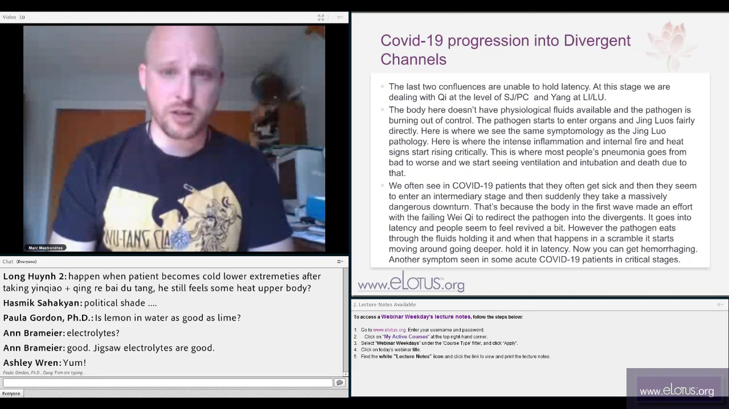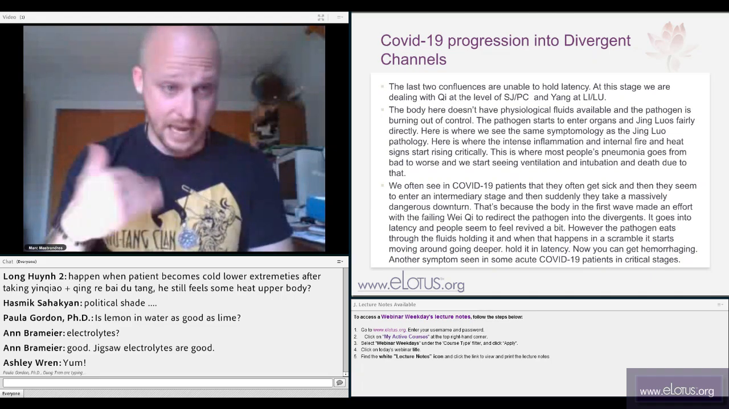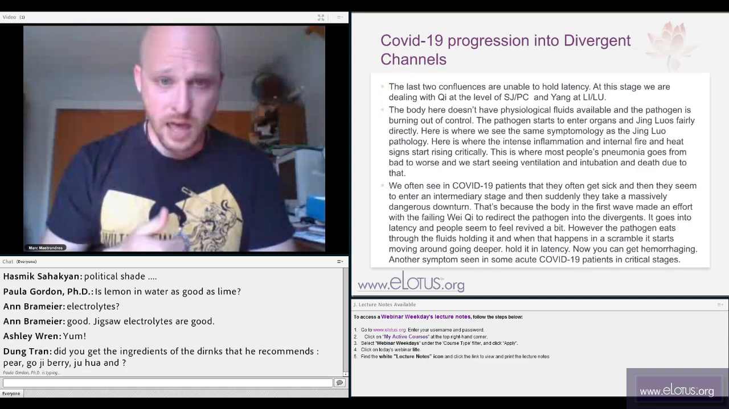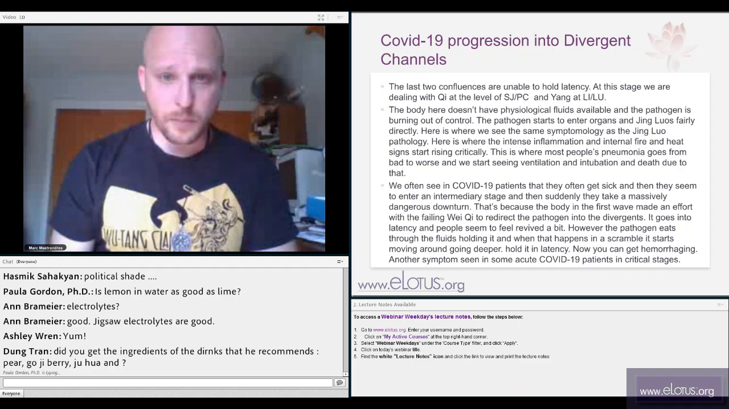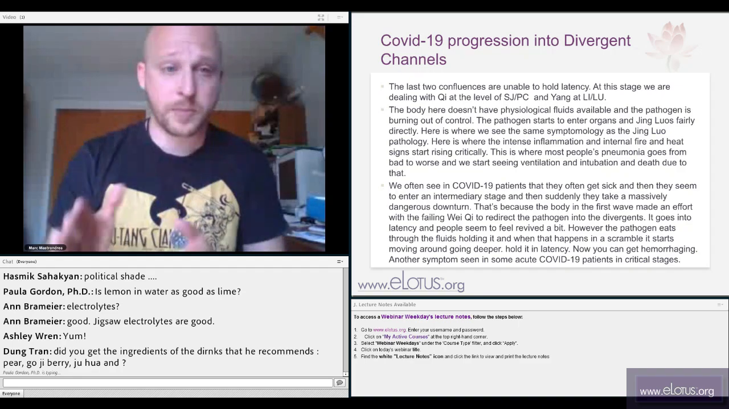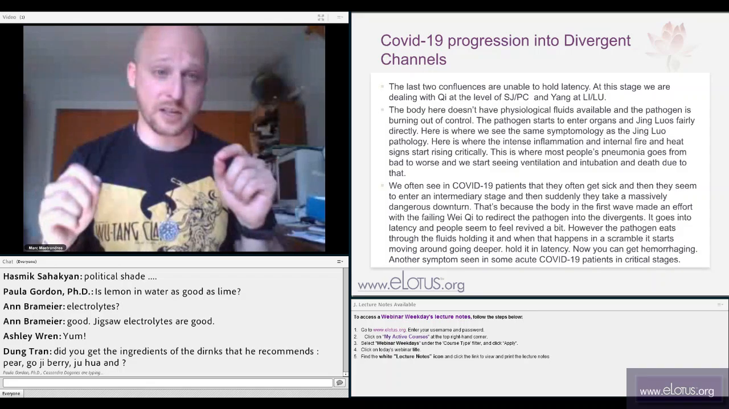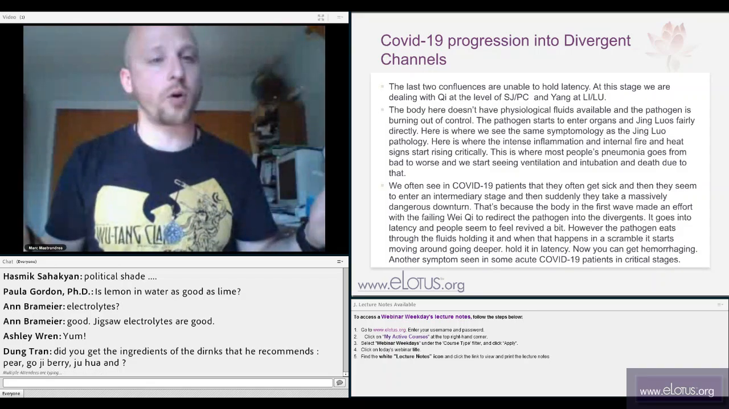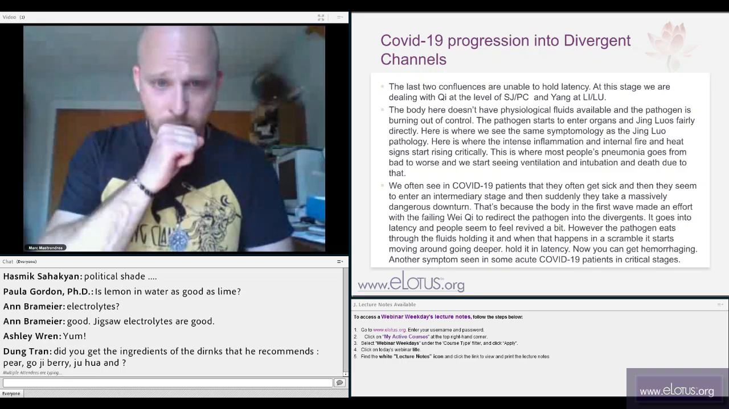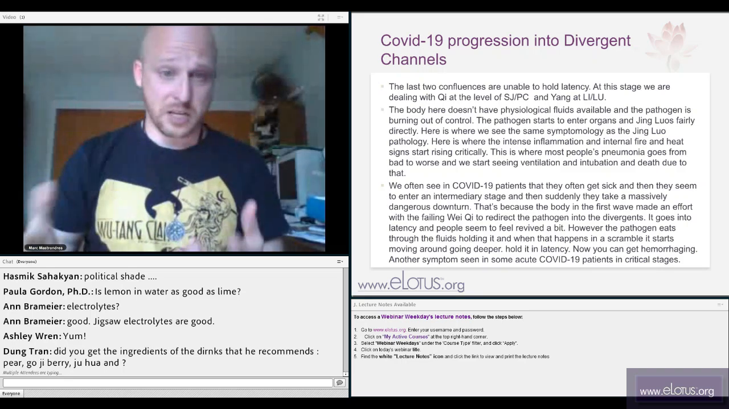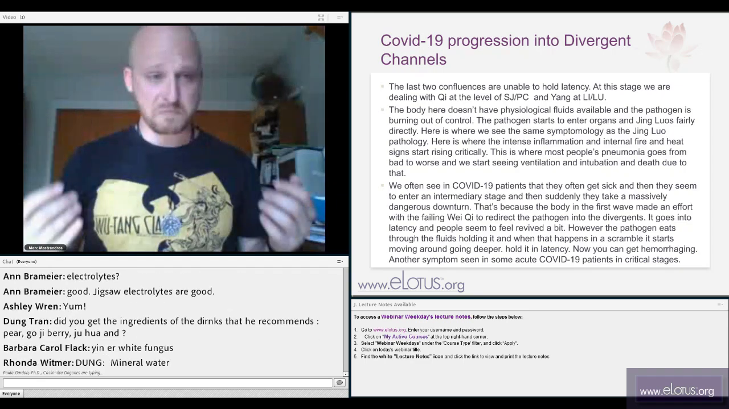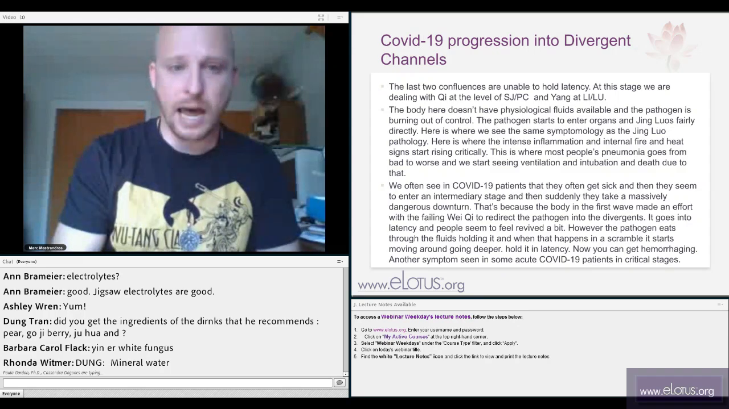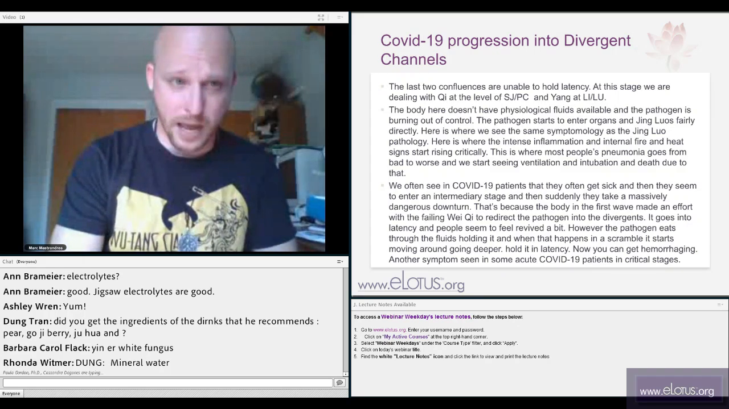So the pathogen here starts to significantly enter the organs, and the jingluo in the primary channels, and it just spreads. Here we see the same symptomology as the jingluo definitively. So you're going to see, oh, look, we have all these lung symptoms. Oh, look, we have large intestine symptoms, because there's no way to hold it away anymore. So this intense inflammation is an internal fire, and it's heat signs, and it starts rising critically, and it gets really, really bad.